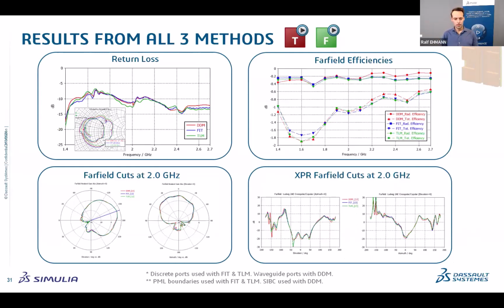I can tell you, you can see we used the domain decomposition, DDM, FIT, and TLM, and you can see the return loss, how this is compared over frequency. You can see on the right-hand side also the far-field efficiencies. So everything really spot on. And then when you go to the far-field cuts, also spot on for these elements, and the cross-polar ratio in the right-hand corner. So this is very useful just to give a bit of confidence also in these methods.